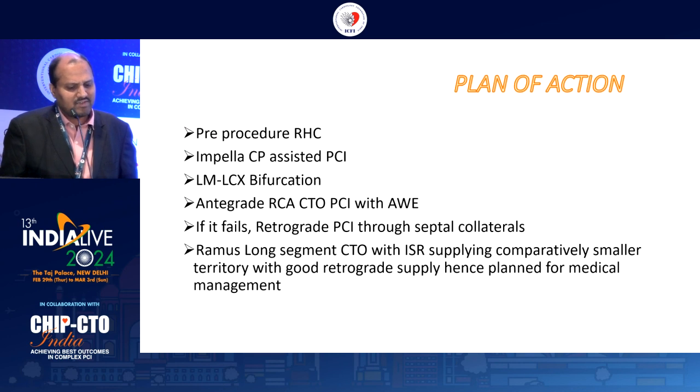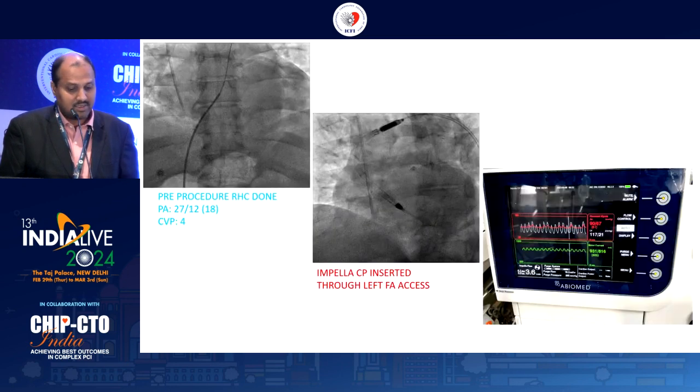So our plan of action was to do a pre-procedure right heart catheterization. We want to put an Impella CP, and we want to fix the LMCA LCX bifurcation first and proceed with antegrade RCA CTO with antegrade wire escalation. If it fails, we need to go to retrograde PCI through septal collaterals, and we want to leave the ramus ISR on medical management because it's a long stent and it's supplying a very small territory.